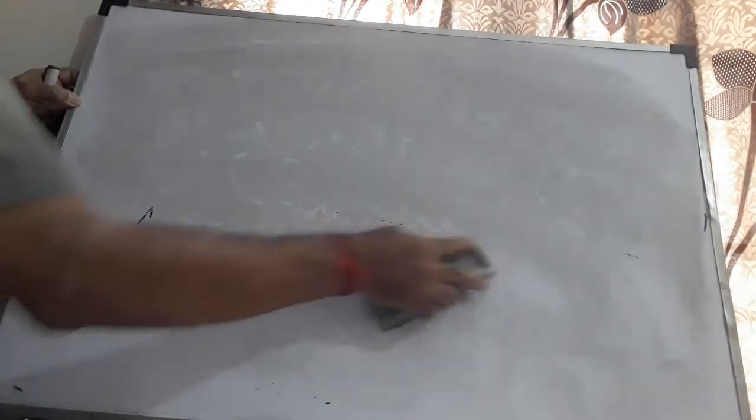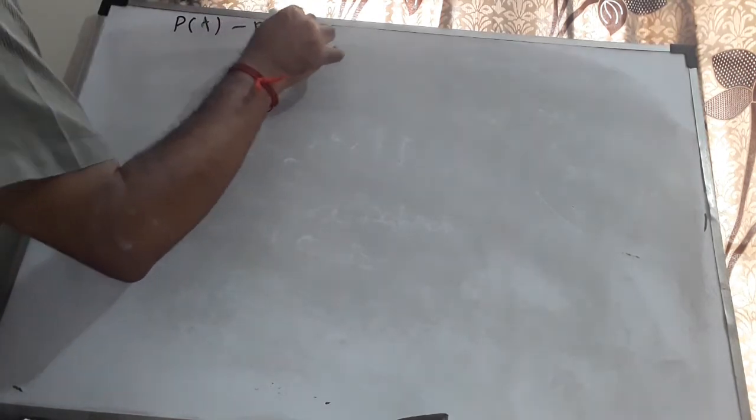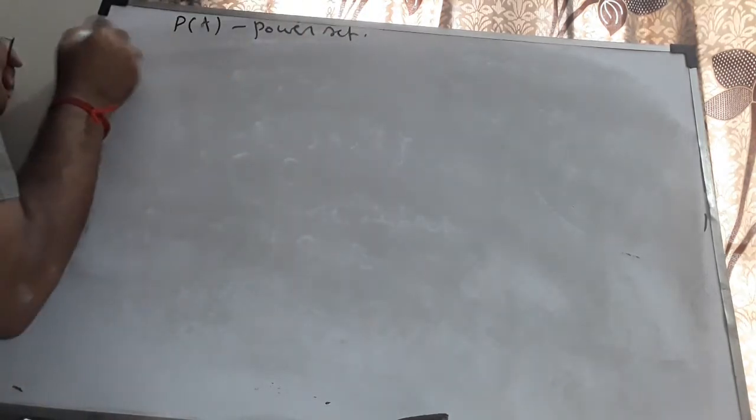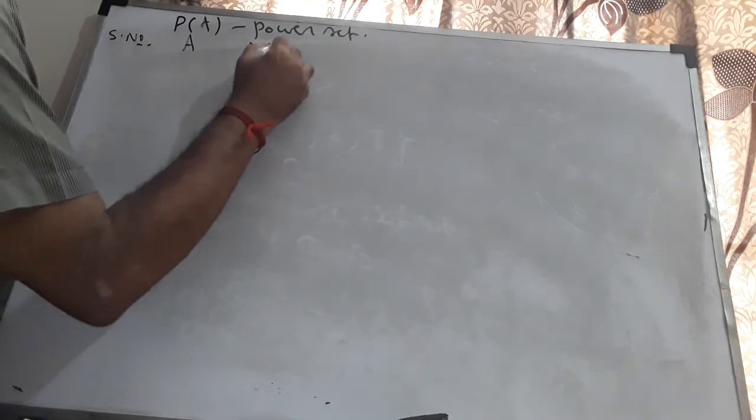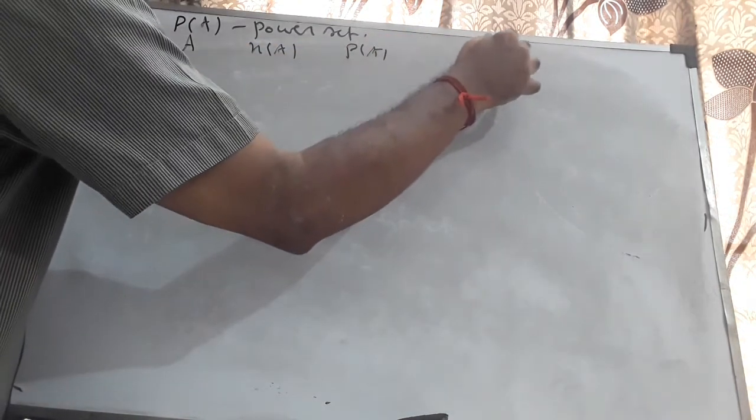Okay, and if I am given a set A, and I am going to write all the subsets of it, I take down all the subsets of the given set. Such a set is called the power set, denoted as P(A). Power set. Okay, let me just think about this particular tabular column. A, what happens to n(A)? Then P(A), what happens to n(P(A))?